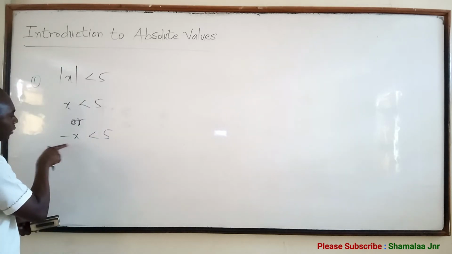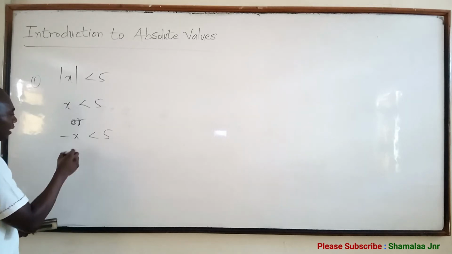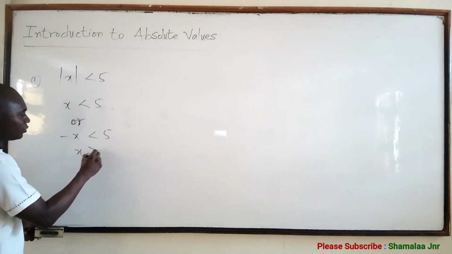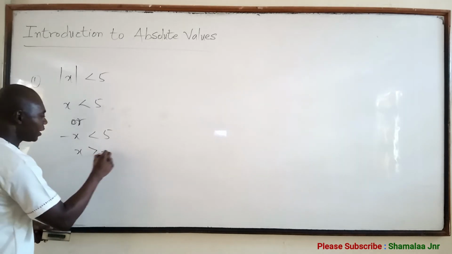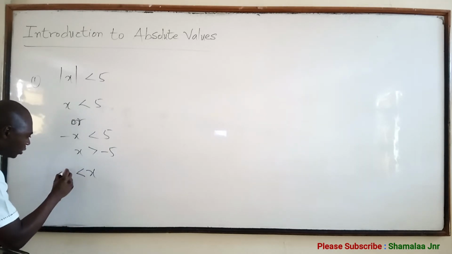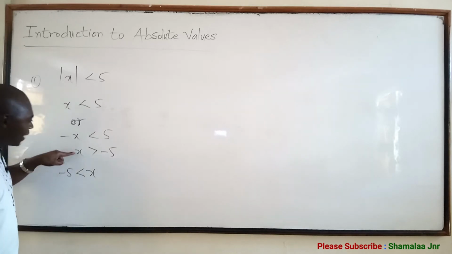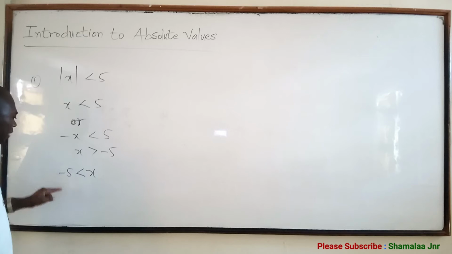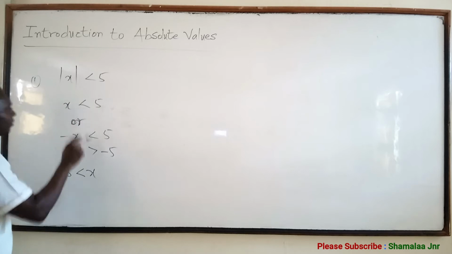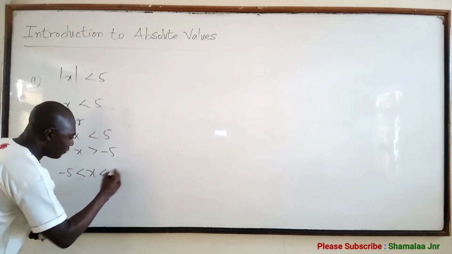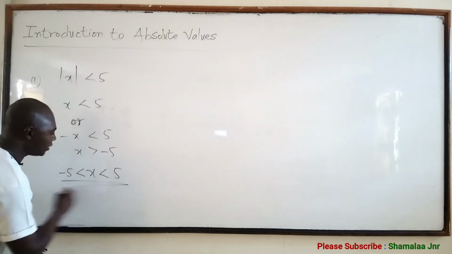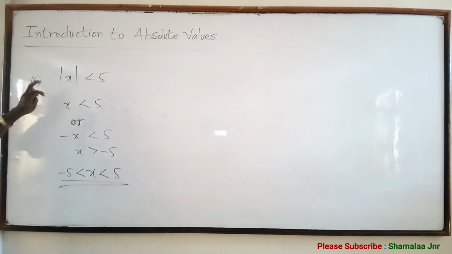You can decide to divide through by negative 1 here. Dividing through by negative 1, this one will be x, and because we are dividing by negative 1, the sign will change, and it will be negative 5. So x is greater than negative 5. And then from the first case, this same x is less than 5. So this will be the solution to this problem.